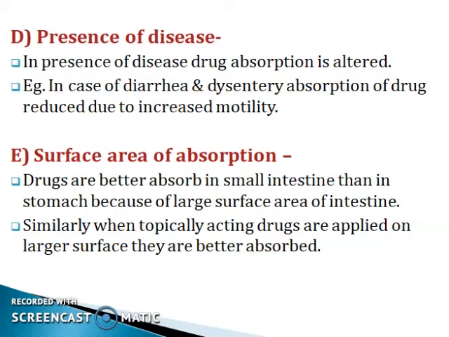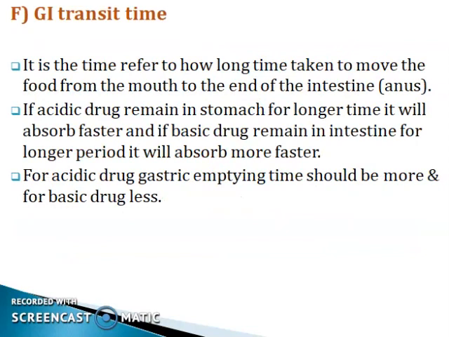Next one is the surface area of the absorption, जो आपण आज बघितलेला point आहे. That is the intestine provides the larger surface area compared to the stomach. That's why drugs can be largely absorbed in the intestine compared to the stomach. Next one is the last one, that is the GI transit time or GI emptying time. Okay, so it is the time which is required to move the drug from the mouth to the end of the intestine, that is up to the anus.